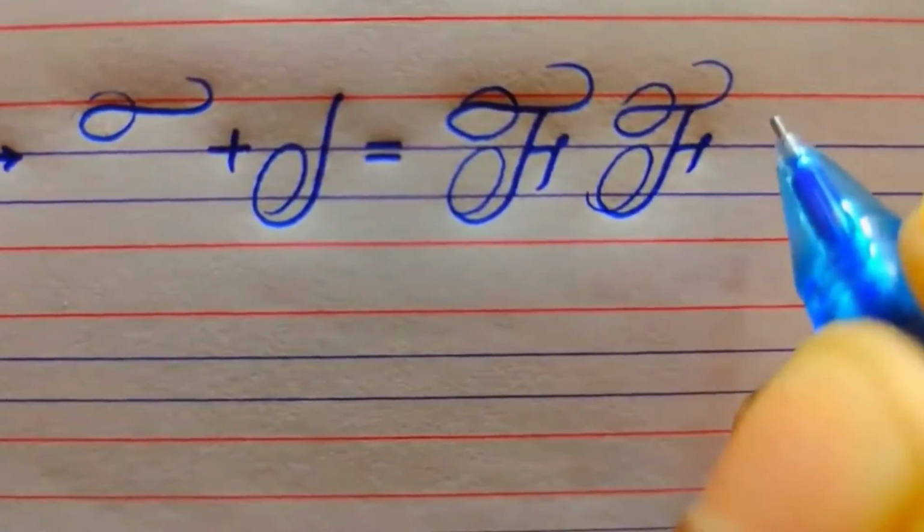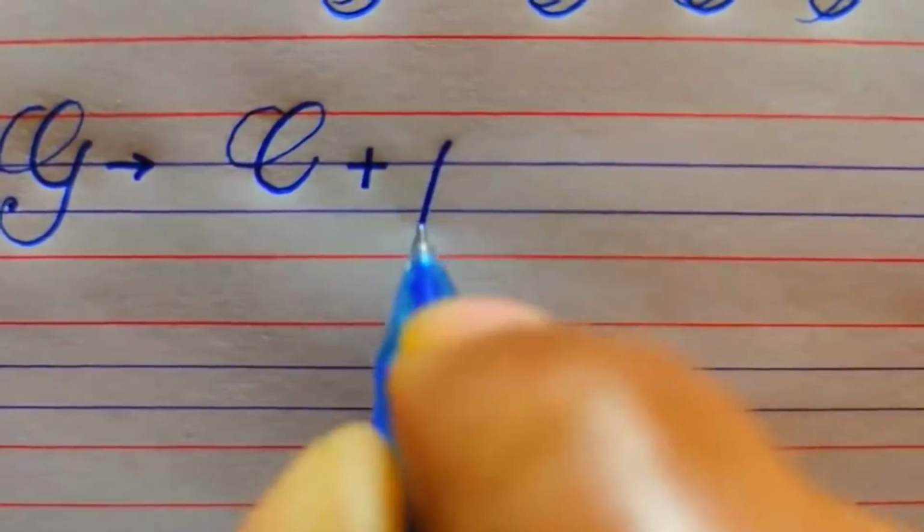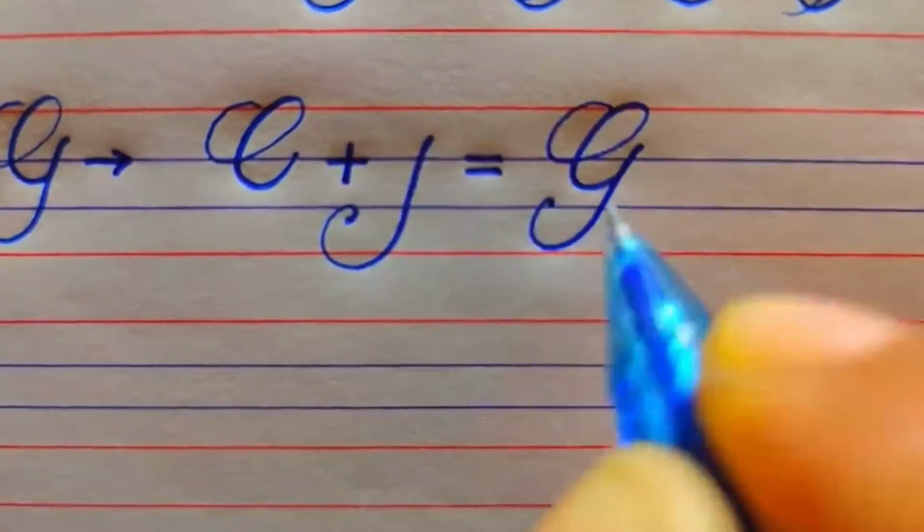F. Now we will move towards G. Here the first word of G plus the second word of G is equal to G.